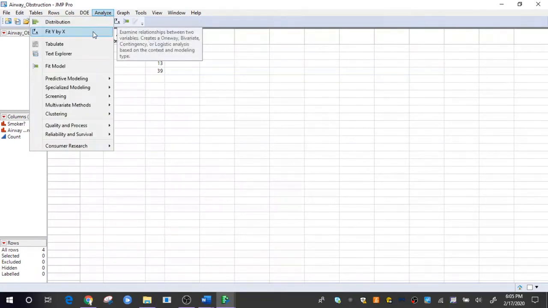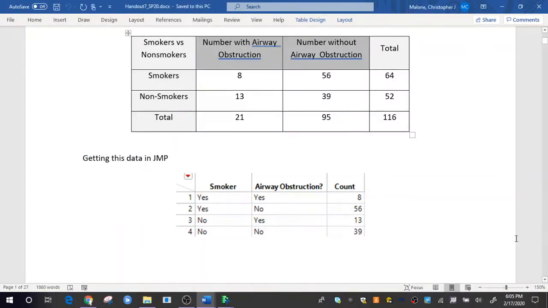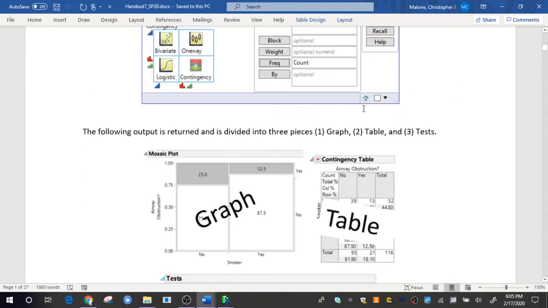Analyze, Fit Y by X. I'm going to put airway obstruction in the Y box and smoker here in the X factor box. Now, as I've said before, right now JMP just thinks you have 1, 2, 3, 4 rows in your table. You need to tell JMP that you want to use these counts in your analysis. And we do that by putting count down here in the Freq box. So again in the notes there, on page 2, notice that I have count here in the Freq box.